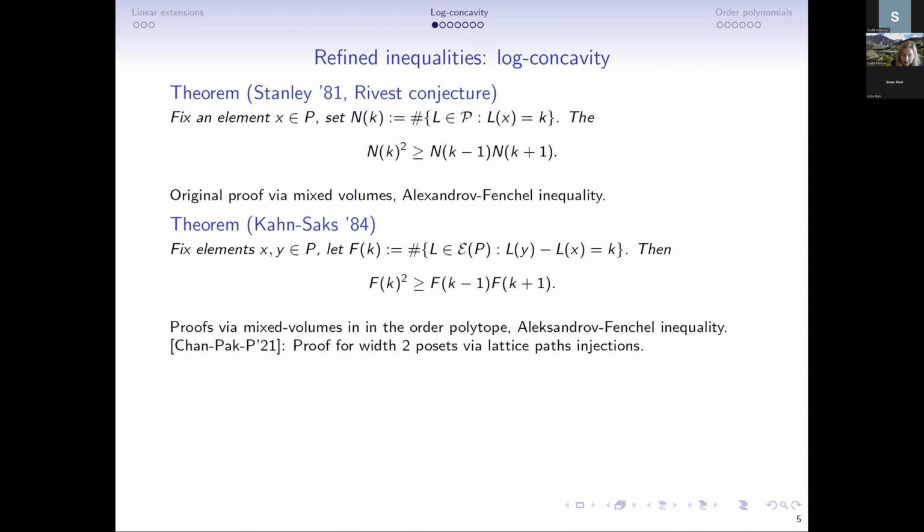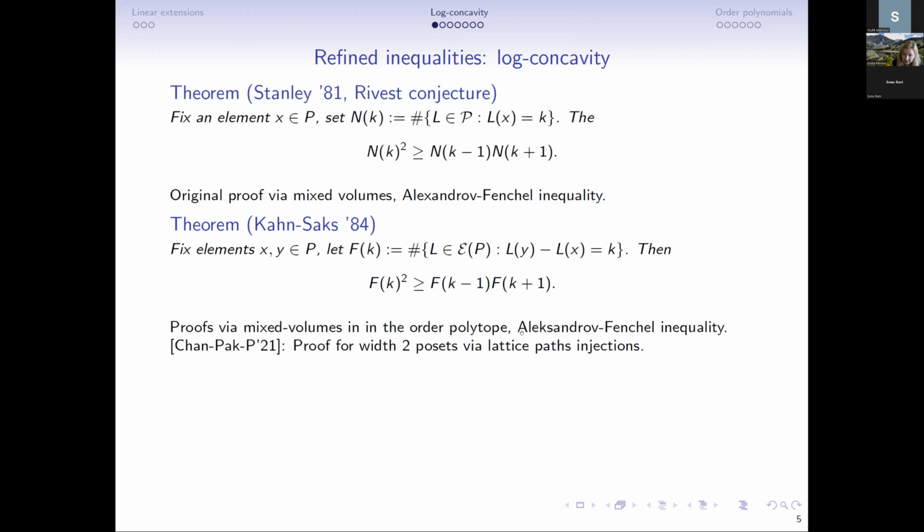If we have two elements x and y, we want to count the number of linear extensions such that L(y) minus L(x) is equal to k. So they are k steps apart. Then we still have a log concave inequality. And again, it's proven with the Alexandrov-Fenchel inequality. We gave a different proof, a completely combinatorial one, but this is in the case of two-dimensional posets.